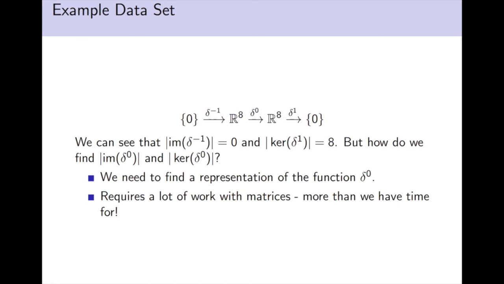What we would have to do is make a matrix to represent the function delta 0. We would have to then reduce this matrix to find the rank of delta 0, which would give us the dimension of the image of delta 0. From there, we could apply the rank nullity theorem to find the dimension of the kernel of delta 0. But all of that is a lot of work and very time consuming.